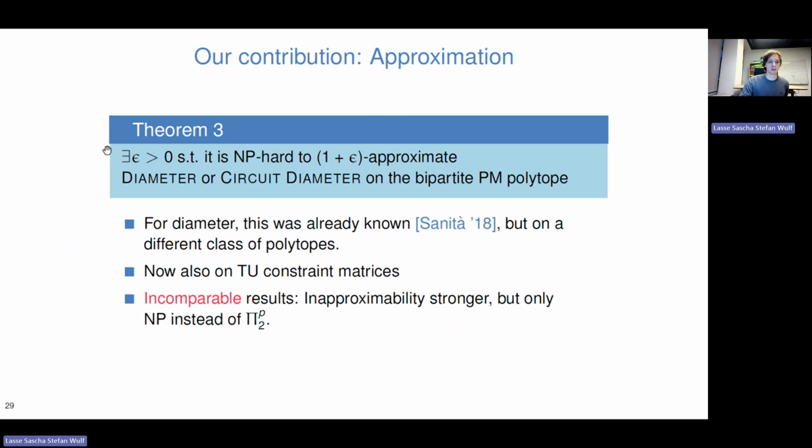And then the final part of the paper, which I did not talk so much about in this presentation, we also show an inapproximability result. For diameter, an inapproximability result was already known, but it was on a different class of polytopes. And now we also know the inapproximability for TU constraint matrix and inapproximability for the circuit diameter. Note that our two main results are incomparable because inapproximability is a stronger statement, but here we only have NP hardness instead of sigma 2 hardness.